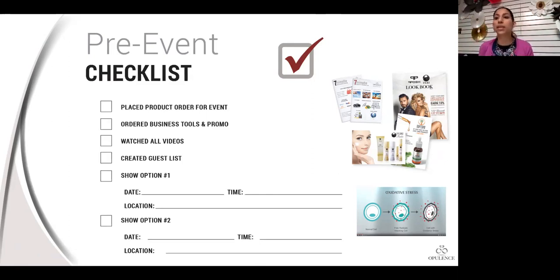You have watched all the videos, so you are familiarized with what they say. You know the most frequently asked questions. And of course, you have created your guest list, and then you can write down your show option number 1 and your show option number 2. Why? Because if I am calling Maria, let's say, and Maria says, oh, you know what, Friday I'm already busy, I say, no problem. I have another one on Saturday morning. So she might not come Friday evening, but she might come Saturday morning. So I always have different options.